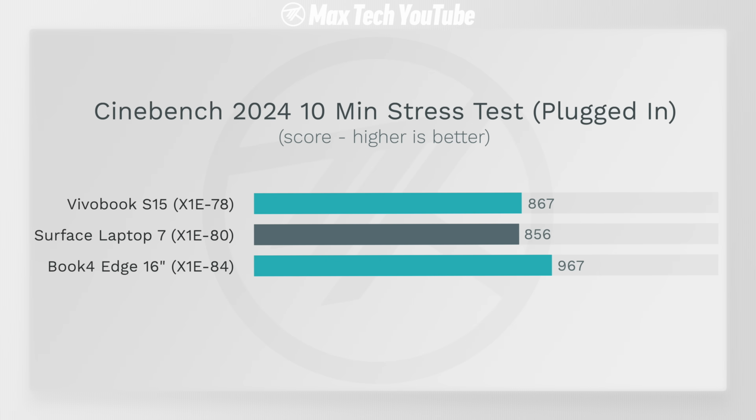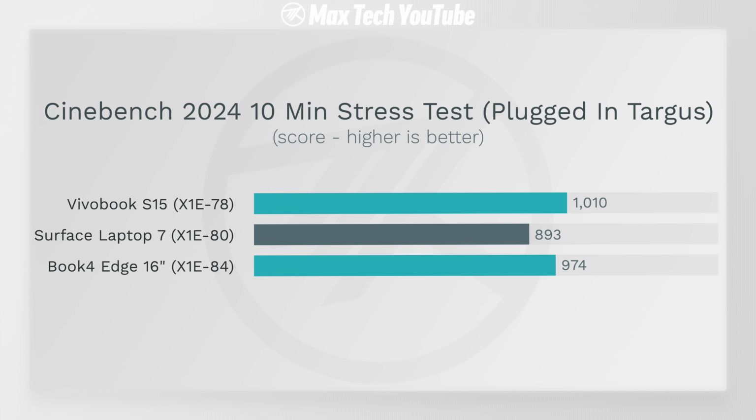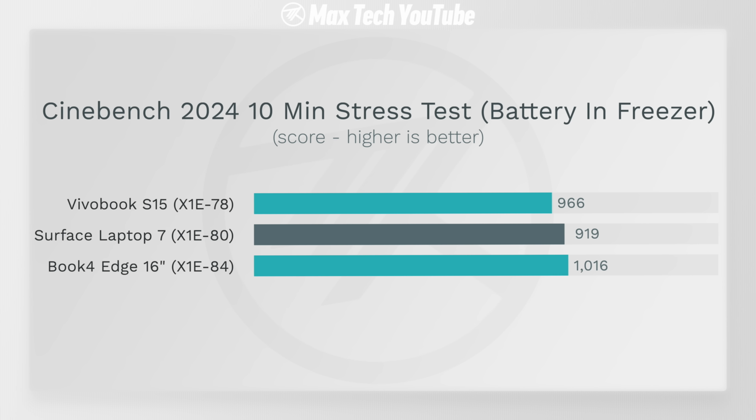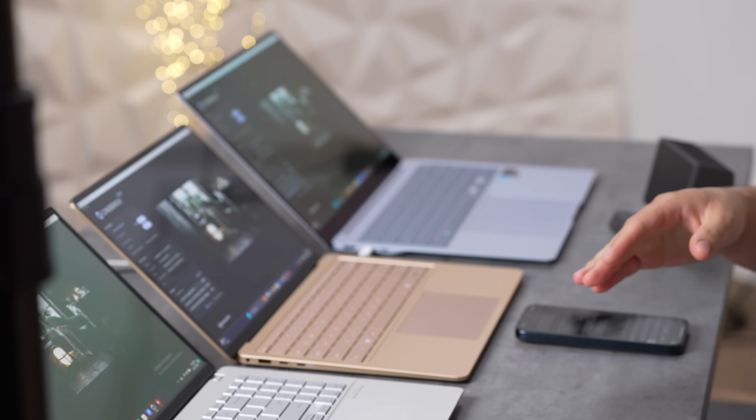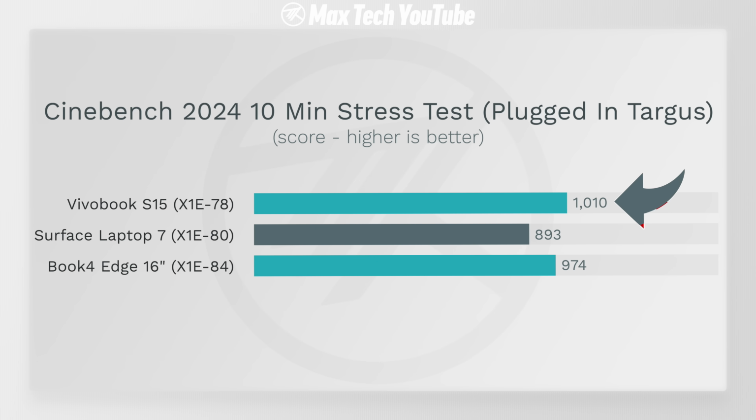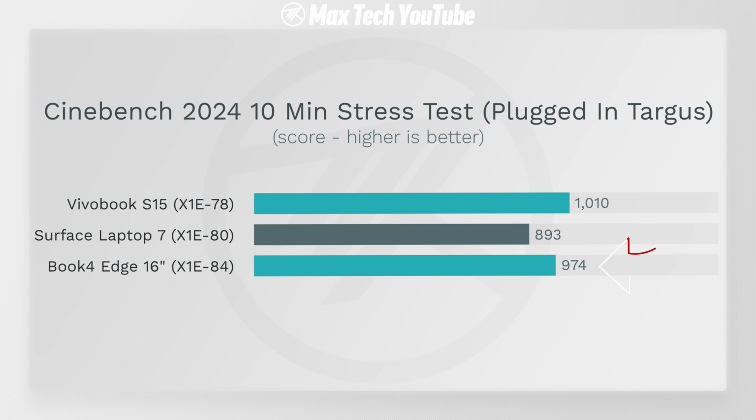But in terms of the performance with the Targus laptop cooler, it was very interesting to see that we got scores almost as good as with the laptops being in the freezer, just with this laptop cooler alone, except for, of course, the VivoBook, which got 1,010 points with the cooler, which is the highest score we've ever seen on an X Elite while not being in a freezer. Even outperforming the best SKU, the Book 4 Edge, that got 974 points, which is just insane.